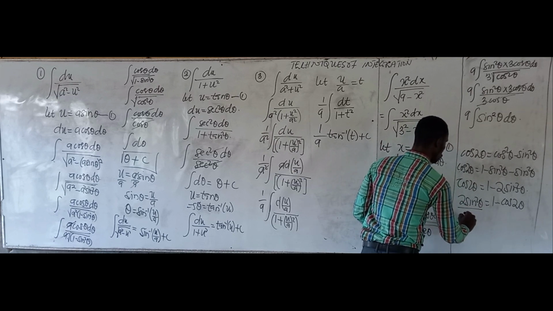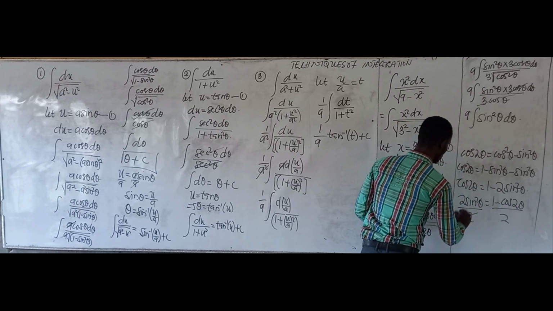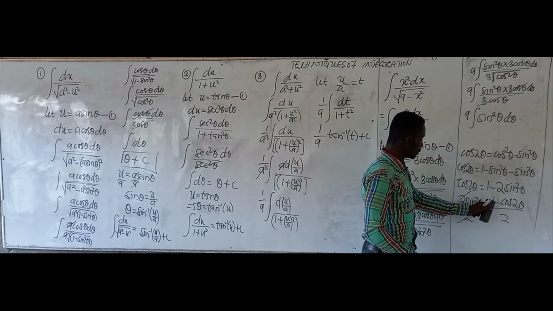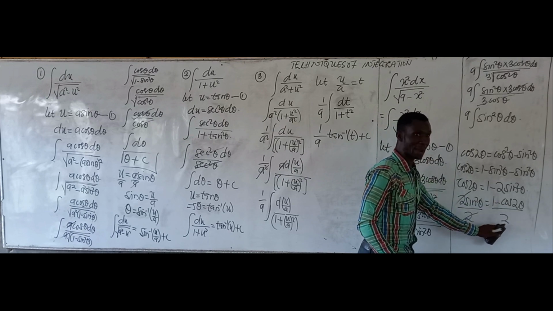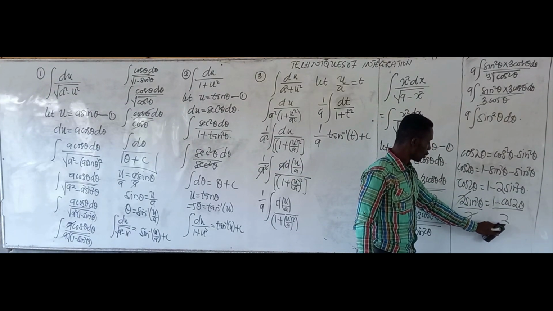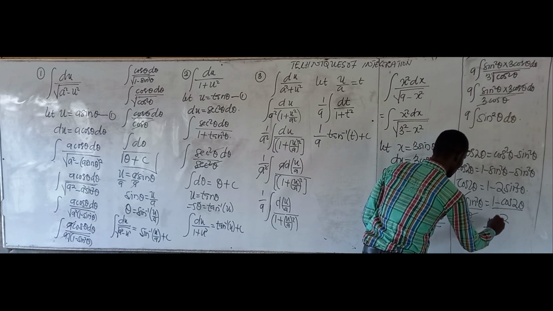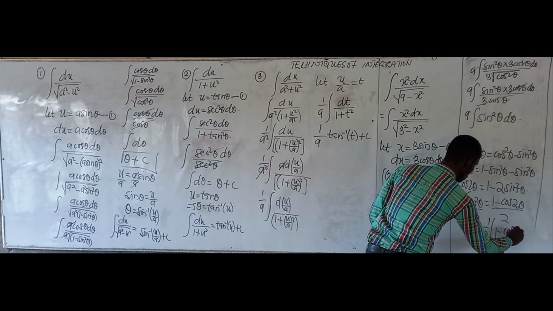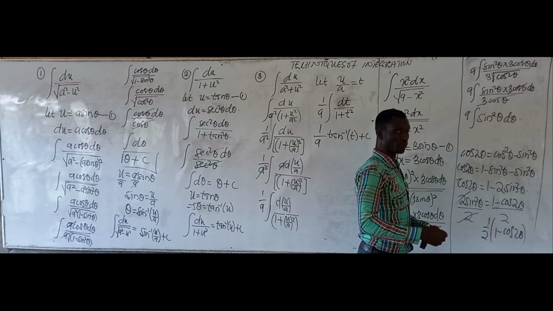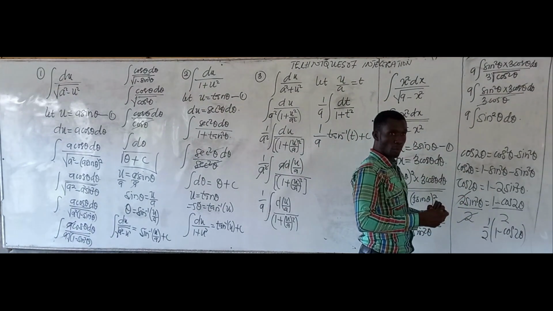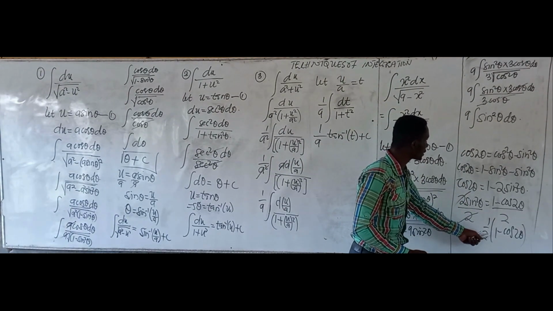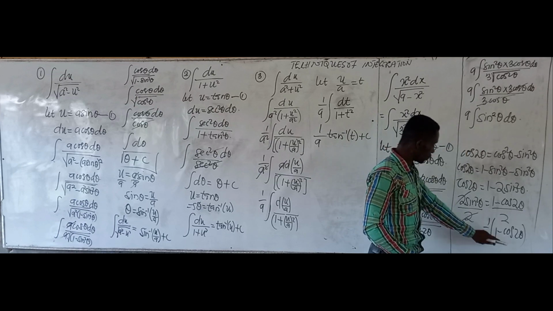Then you divide both sides by 2. This one cancels, so you get sine square theta is equal to 1 minus cos 2 theta, divided by 2, which is the same as half of 1 minus cos 2 theta. This one you should not forget. This is trigonometry. Follow my videos on trigonometry and you will understand this. So I will just replace sine square theta with this.